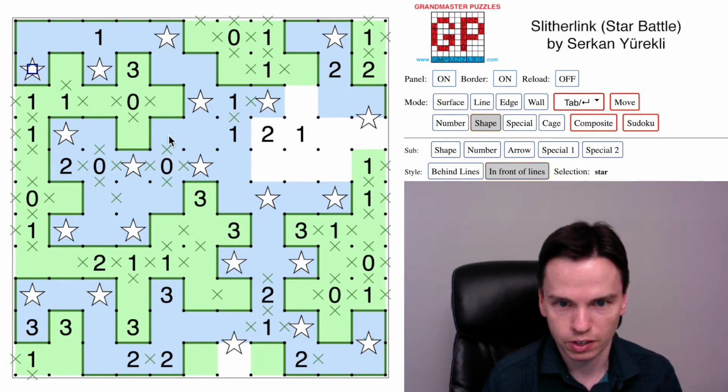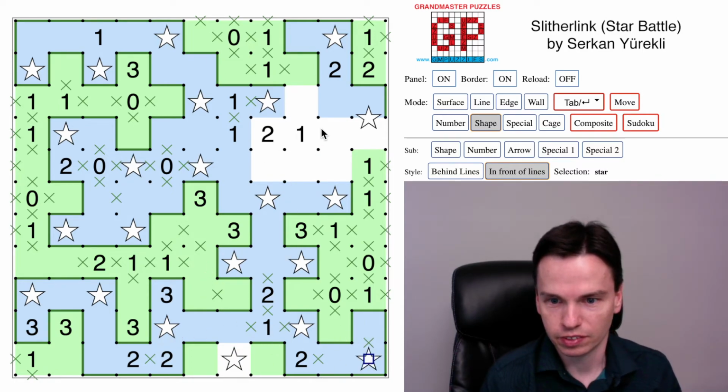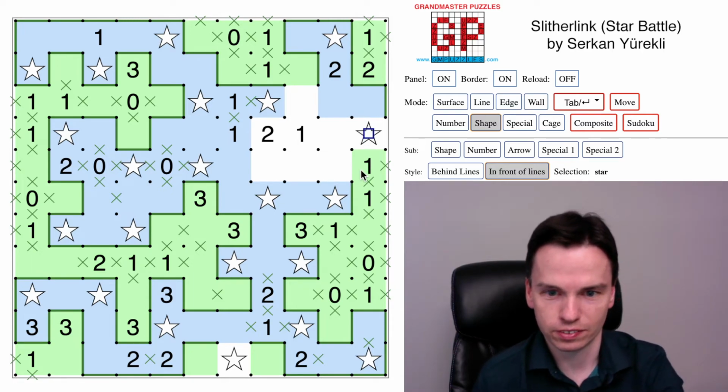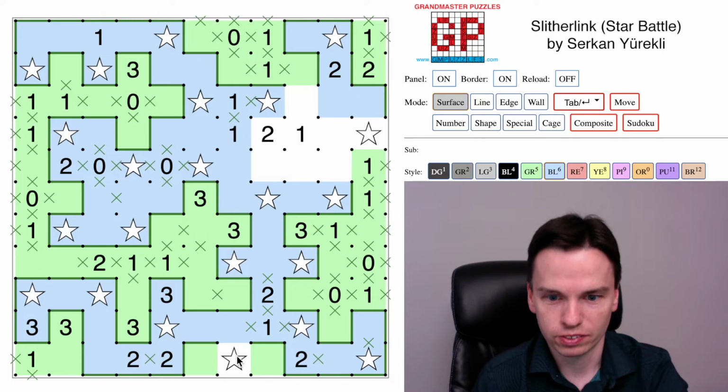Out to the 5th column, I need to put 1 more star. That's going to have to go here. Got all the stars there. This column needs to have 1 more star, but it's got to come down. This note also is going to have to come down. And I've got all the stars placed after I move this star down. So I've done the star battle side of this puzzle.